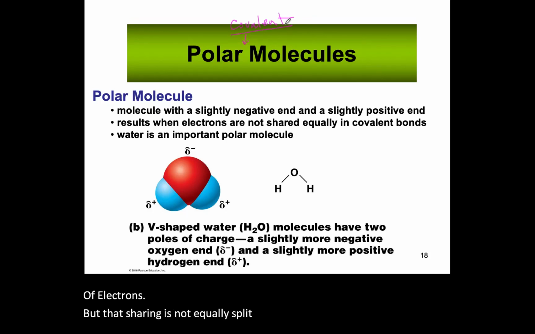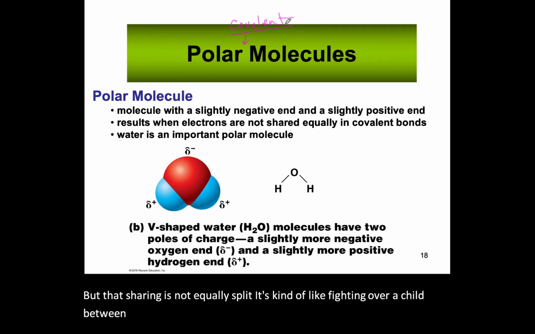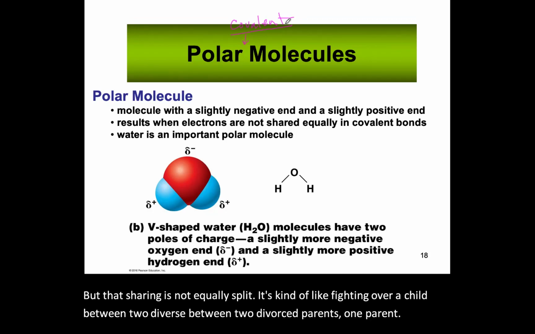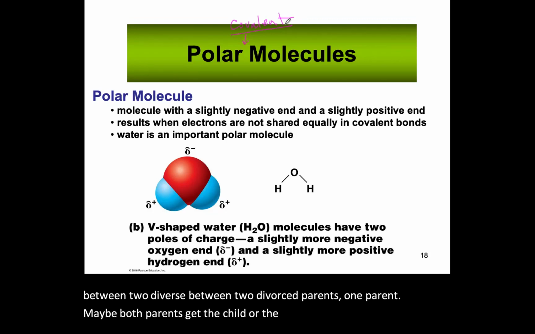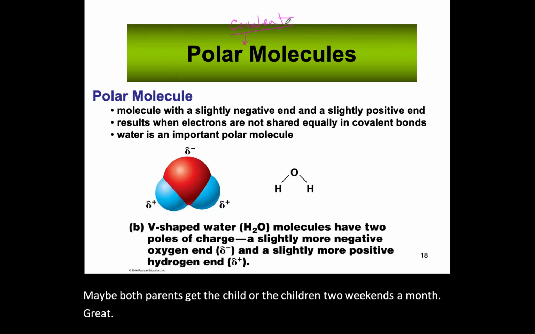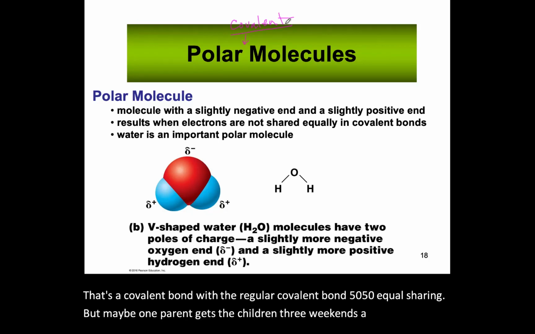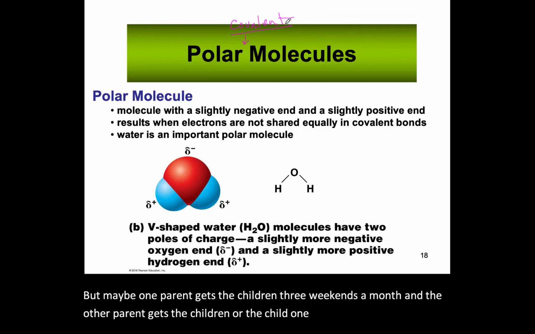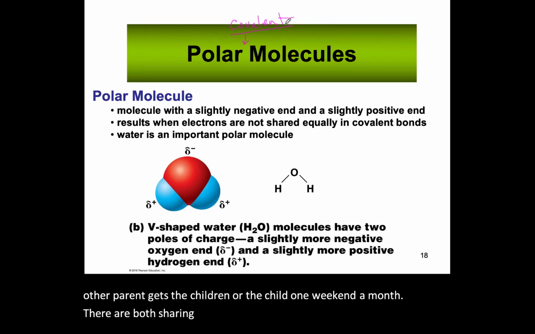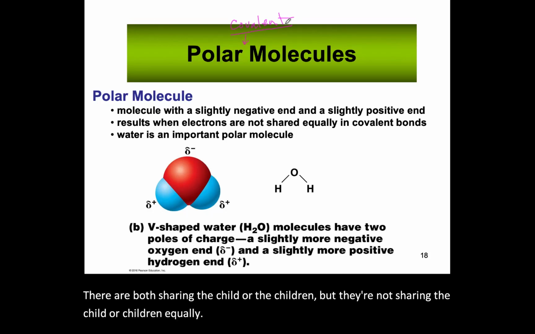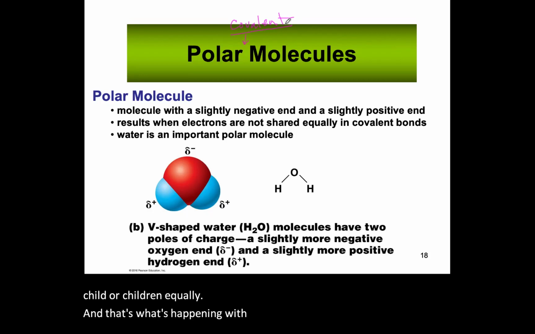It's kind of like fighting over a child between two divorced parents. One parent, maybe both parents get the child or the children 2 weekends a month. Great. That's a regular covalent bond. 50-50, equal sharing. But maybe one parent gets the children 3 weekends a month, and the other parent gets the child 1 weekend a month. They're both sharing the children, but they're not sharing them equally. And that's what's happening with our atoms. They're not sharing the electrons equally.